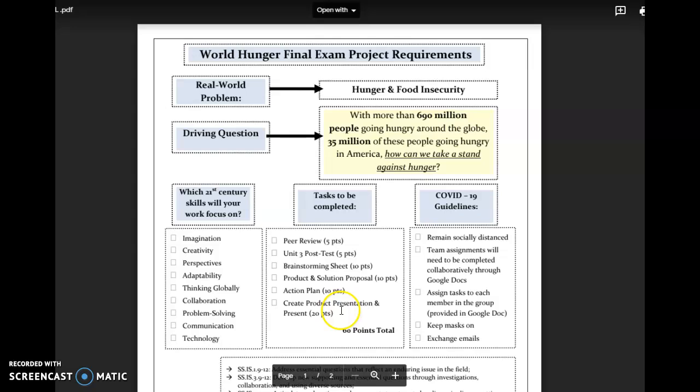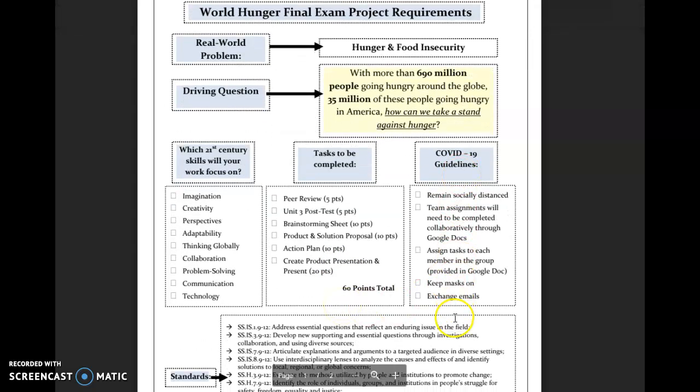These are the skills that this final exam focuses on: COVID-19 guidelines and some standards. Here is the point breakdown for the final exam. You will do a peer review at the end. You will do a Unit 3 post-test at the end, each of those being 5 points. You will do a brainstorming sheet, which is 10 points, and product proposal, which is 10 points, an action plan that is 10 points, and then your presentation is worth 20 points. So that's 60 points total. That is one of the largest grades that you will have for the entire semester.